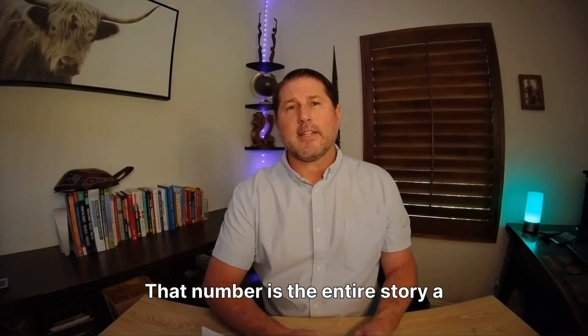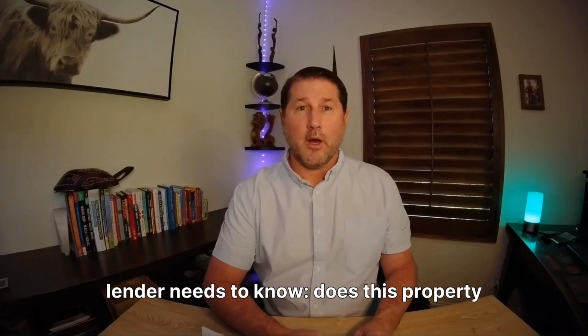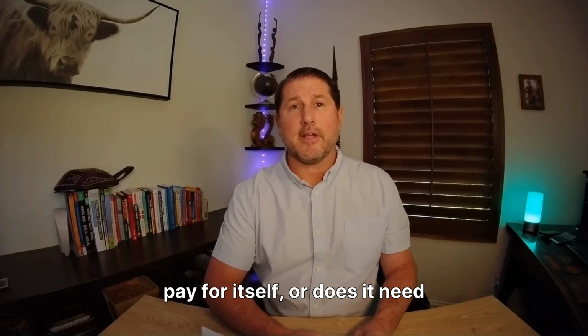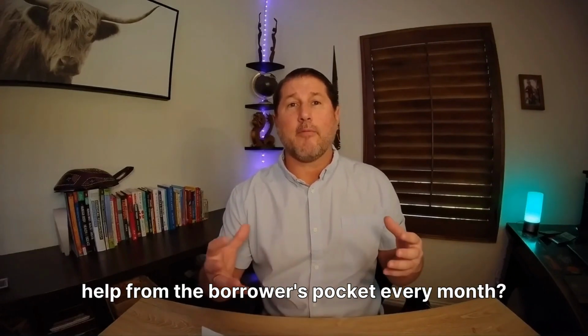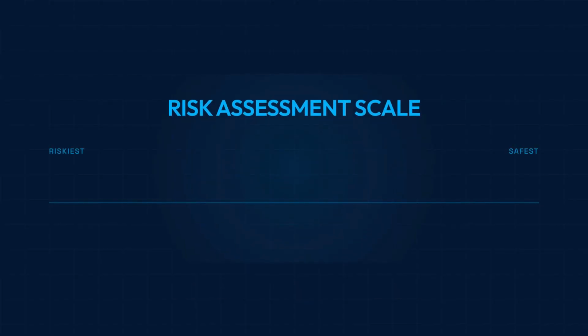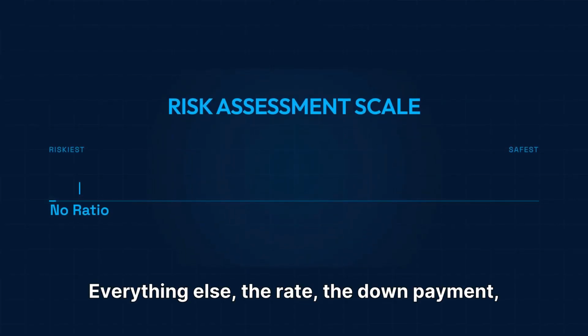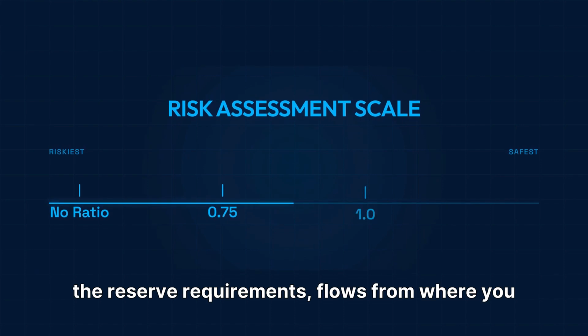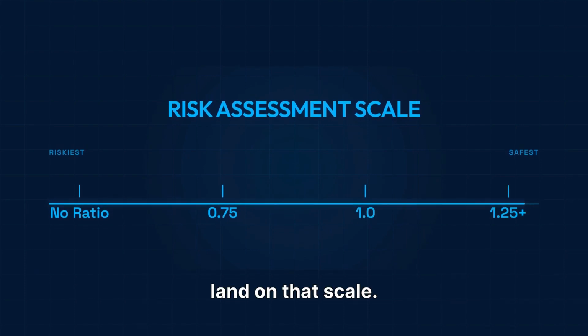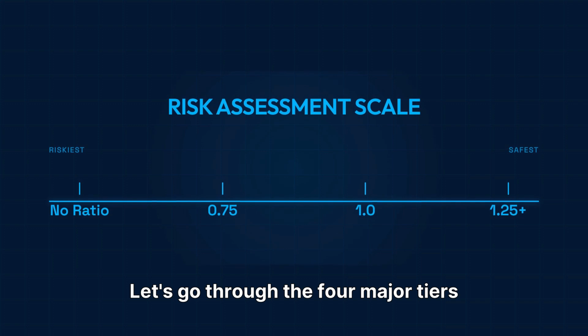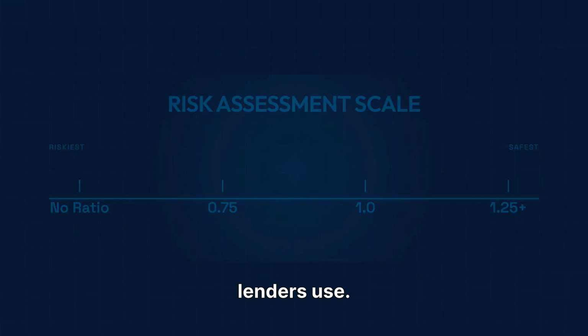That number is the entire story a lender needs to know. Does this property pay for itself, or does it need help from the borrower's pocket every month? That's the whole risk question. Everything else, the rate, the down payment, the reserve requirements, flows from where you land on that scale. Let's go through the 4 major tiers lenders use.